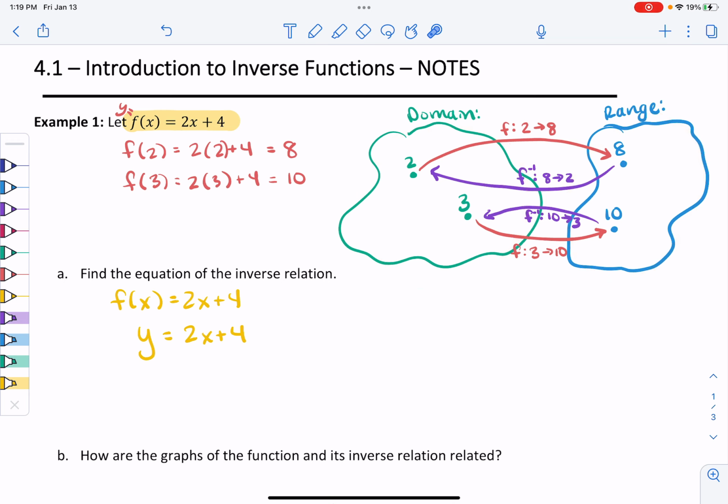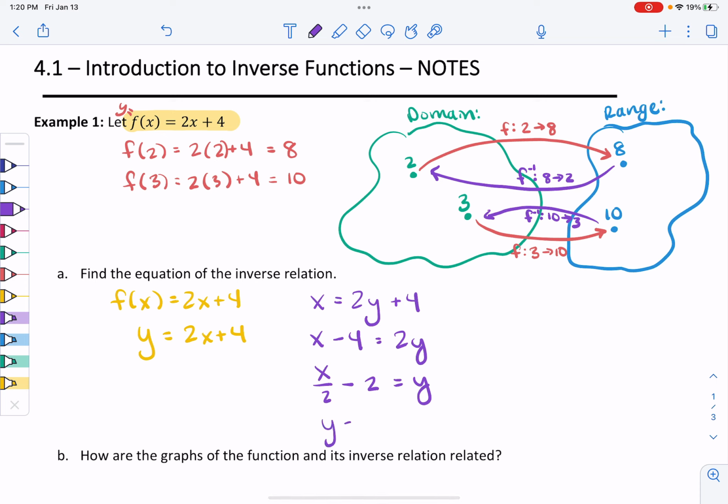So I'm going to take my x and y from my original function and flip them: x equals 2y plus 4. Now I'm just going to solve for y, because I want to know what y equals in this new function. I subtract 4 from both sides, so I end up with x minus 4 equals 2y. I can then divide by 2, and I get x over 2 minus 2 equals y. So I have y equals x over 2 minus 2 as a new function.